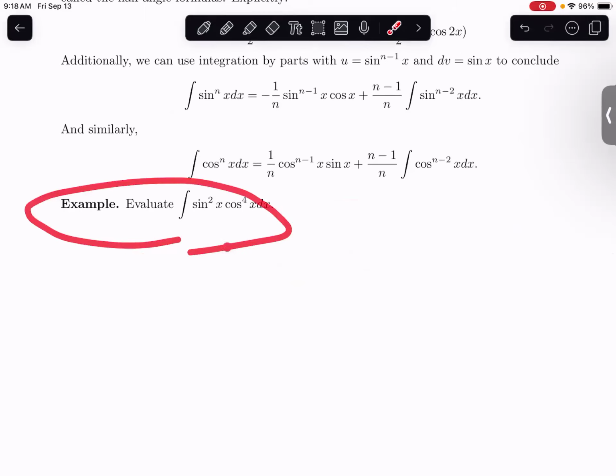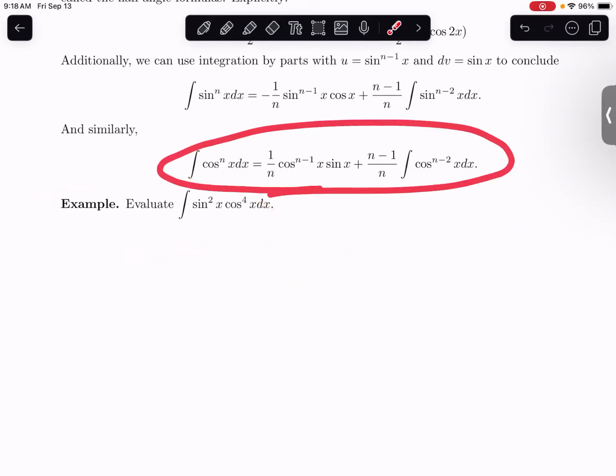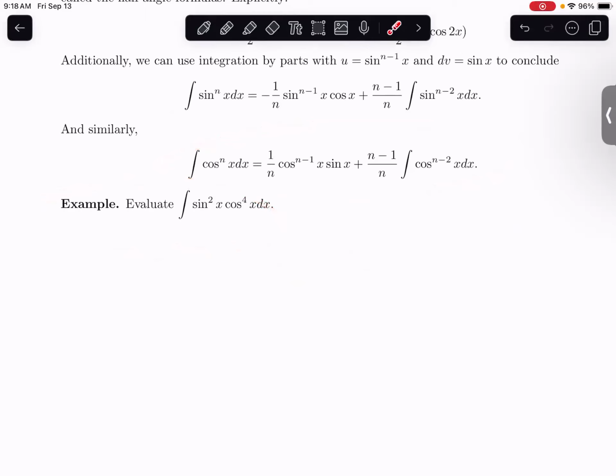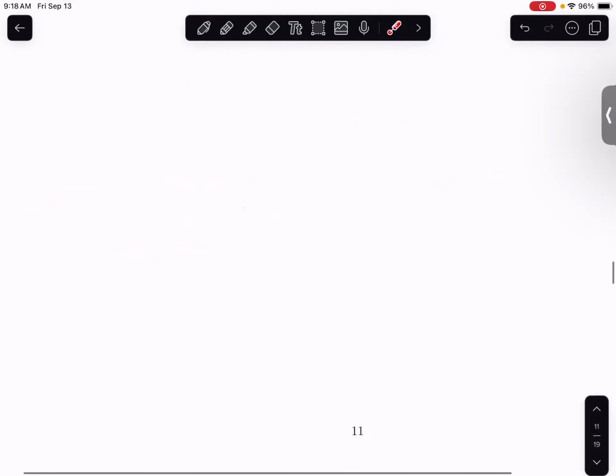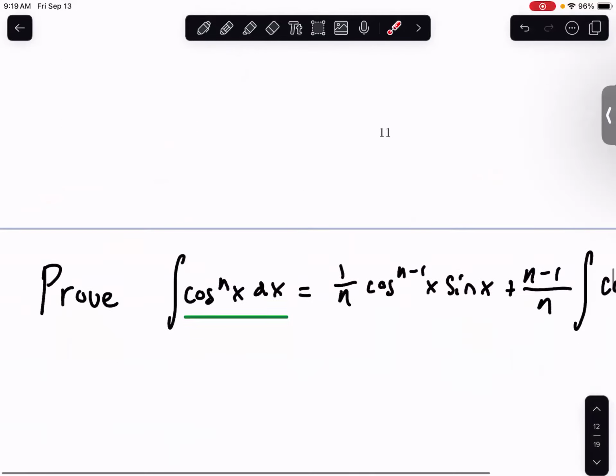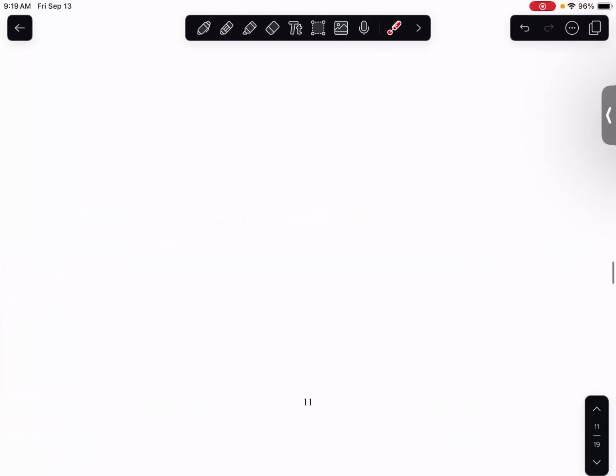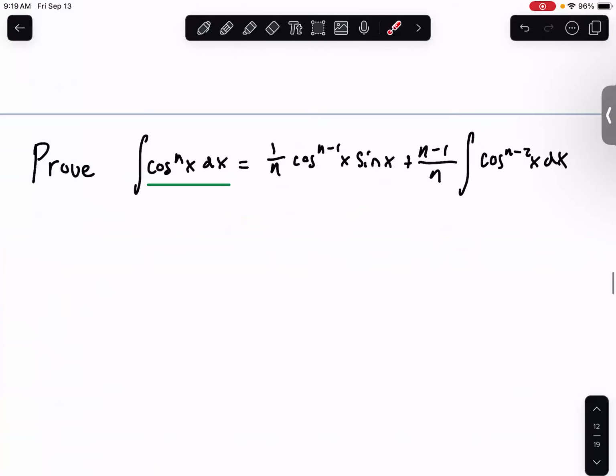Before going into this next example, we're actually going to derive this formula here, right? Because this one has even powers of sine and cosine, so we kind of have to use this thing right here. Before going on to the next example, maybe on the bottom half of the page, you can include this proof, or maybe on the back somewhere.